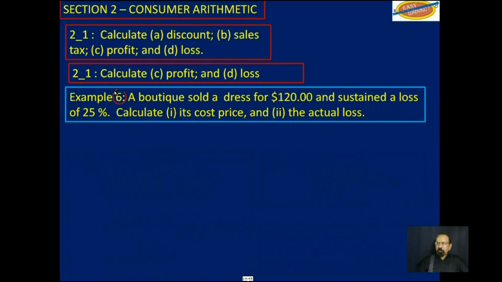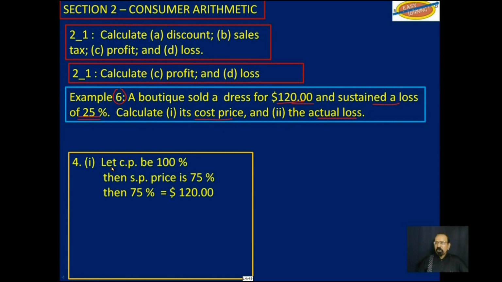Example 6. A boutique sold a dress for $120 and sustained a loss of 25%. Now remember, this is not what the boutique bought it for. This is what the boutique sold it for. And in selling it for $120, there was a loss of 25%. Calculate the cost price and the actual loss.